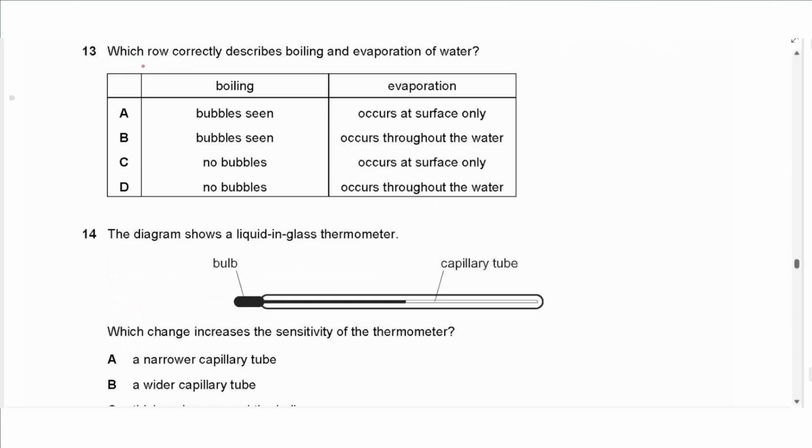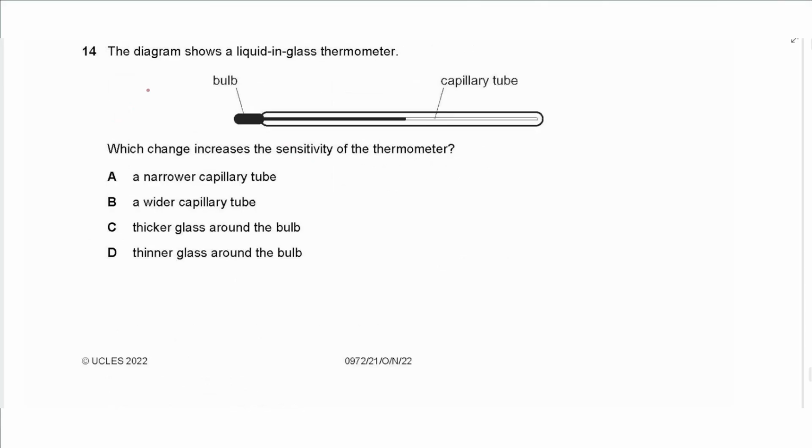Question 13 says, which row correctly describes boiling and evaporation? In boiling, bubbles are seen since the whole liquid turns into gas at the same time. Evaporation occurs at the surface only, not through the whole liquid. So the answer is A. Question 14 is about thermometers, which was removed from the new syllabus, so you can skip this question.